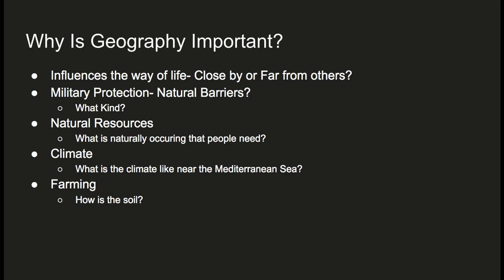It influences people's way of life. Are they close by? Are they far from others? We just got done talking about Greece. In Greece, because of the way the geography was, you had the city states, and it was very hard for those city states to come together to unite. The next thing is military protection. What kind of natural barriers do you have? We'll talk a little bit further about some of these natural barriers in Rome.